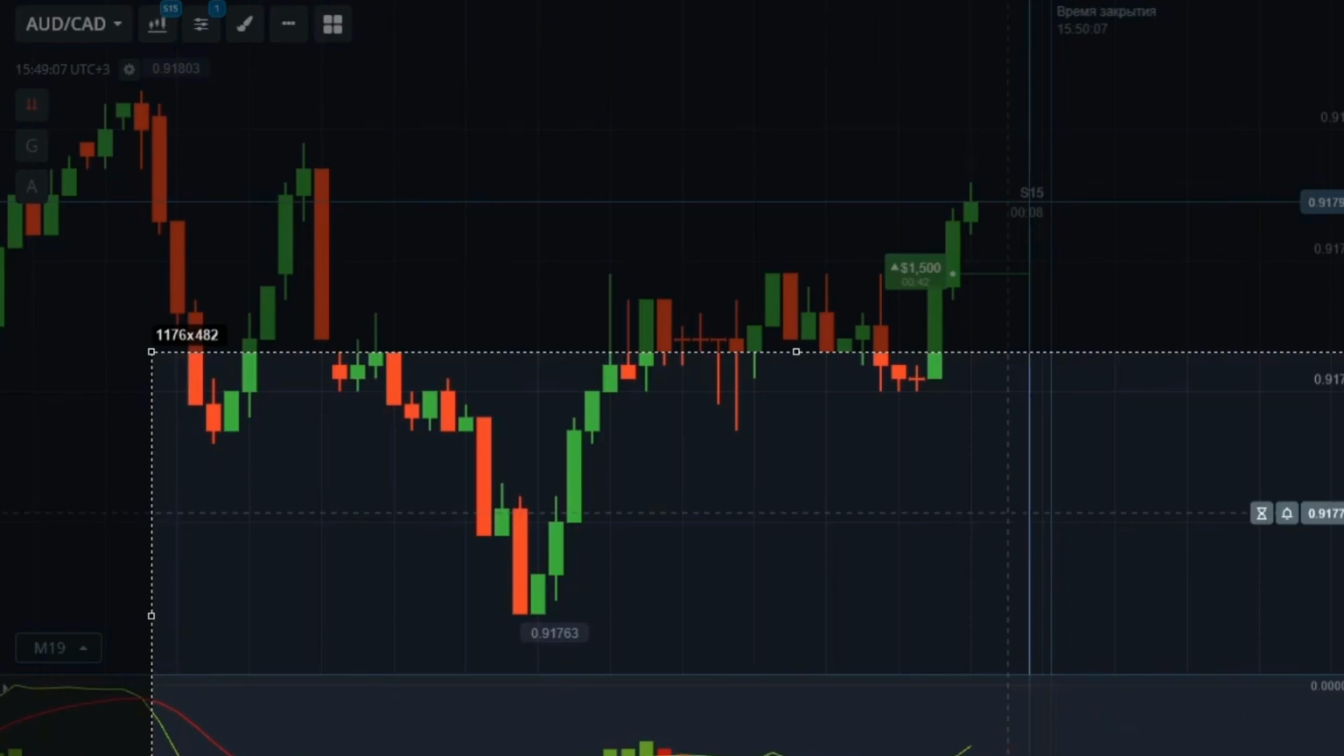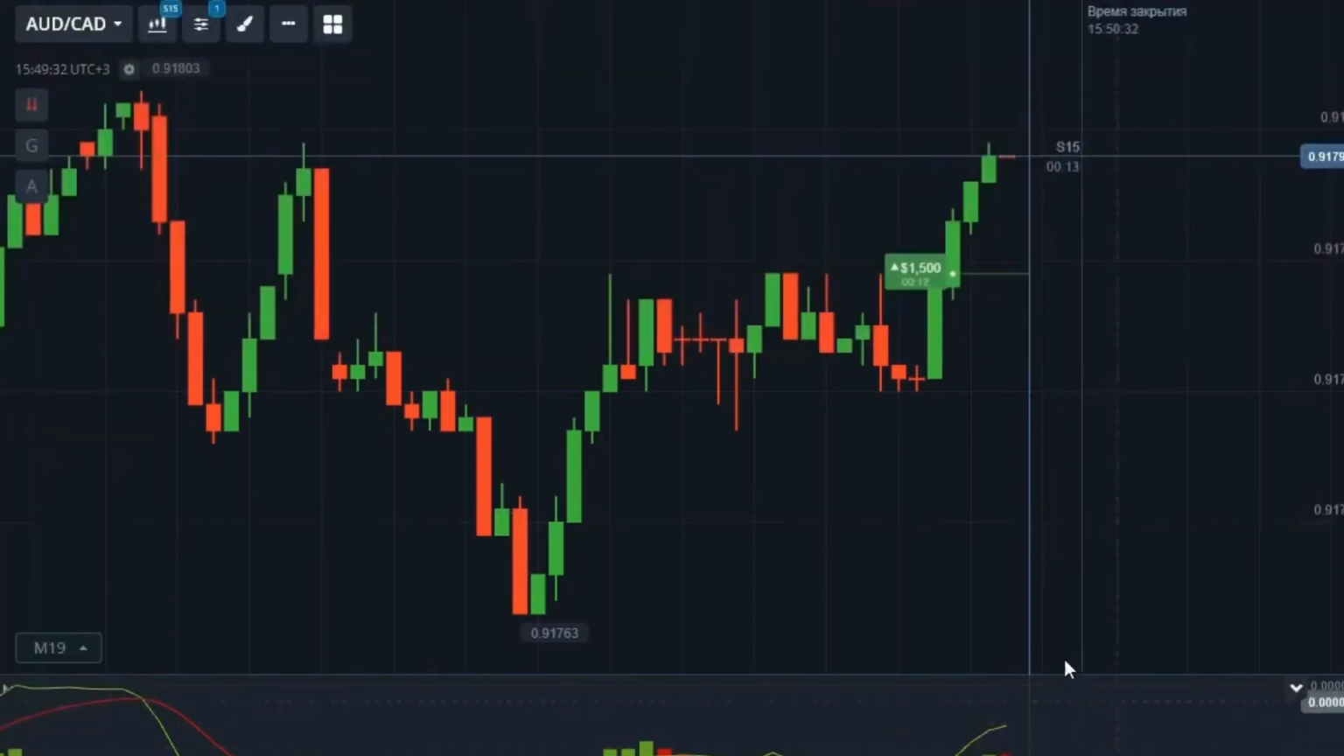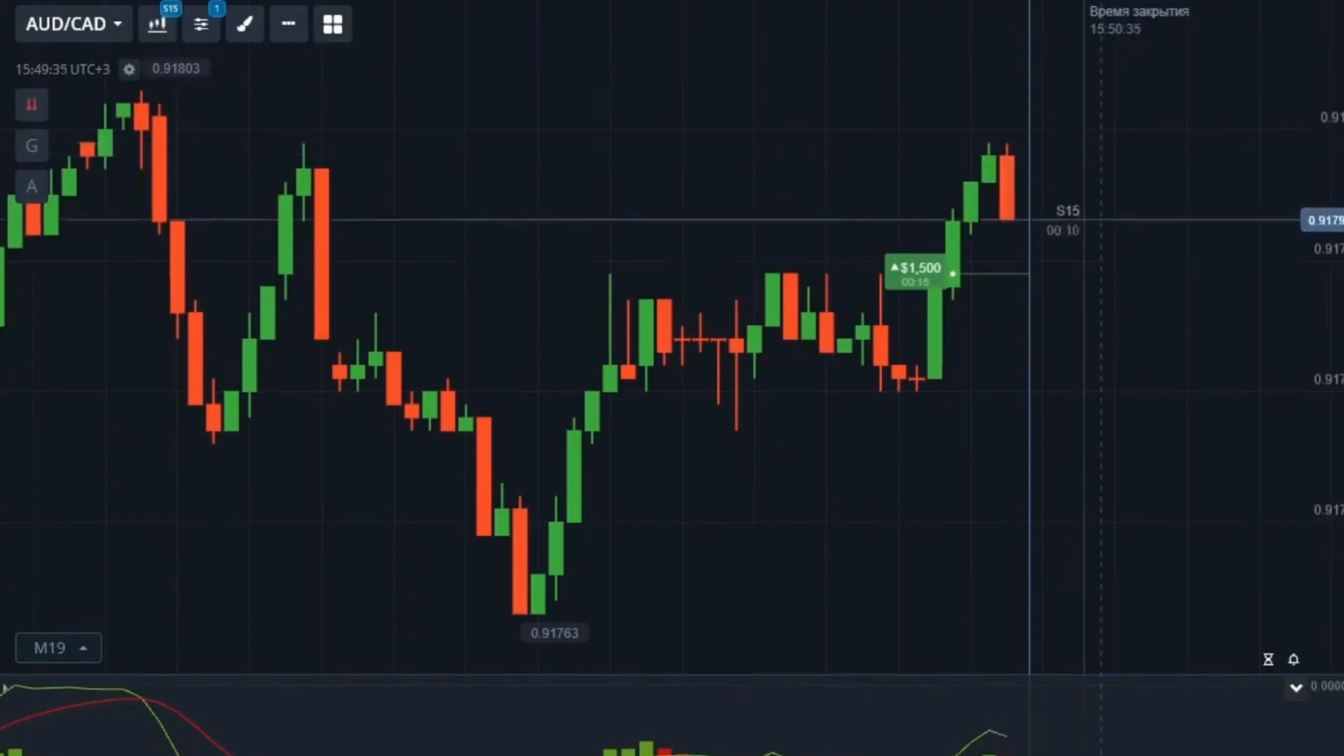If it's a trade for an upward movement, then the histogram is above 0, and the green line crosses the red line from below upwards. Then that's the perfect entry point for an upward trade.